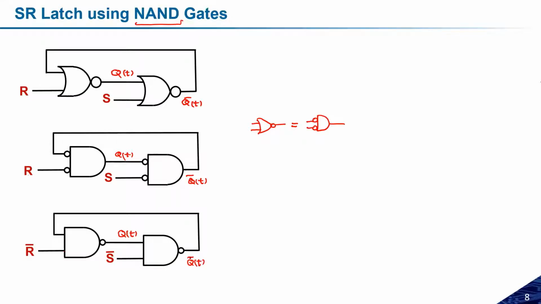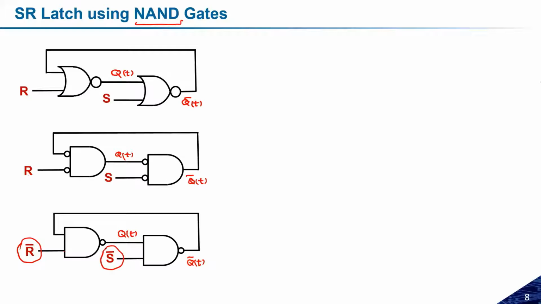What does it mean? It means that if I make the SR latch with the help of NAND gates, the inputs will be complemented as compared to the NOR based design. This is a very important point that you should know, and this is how it is different and important to understand.